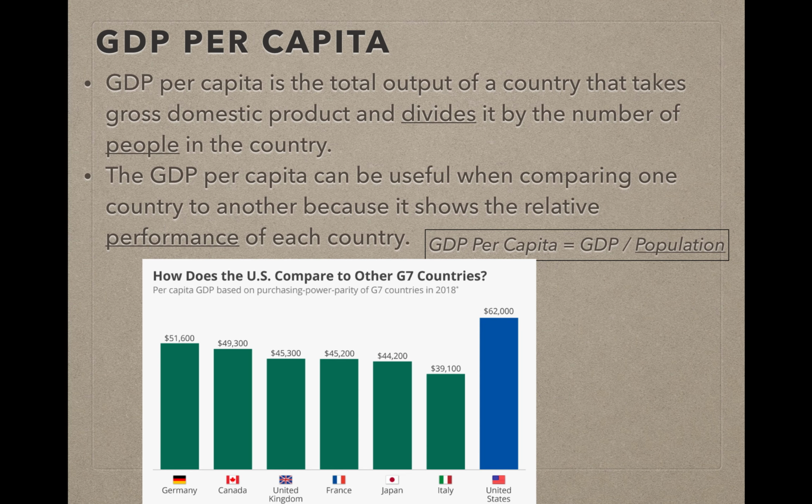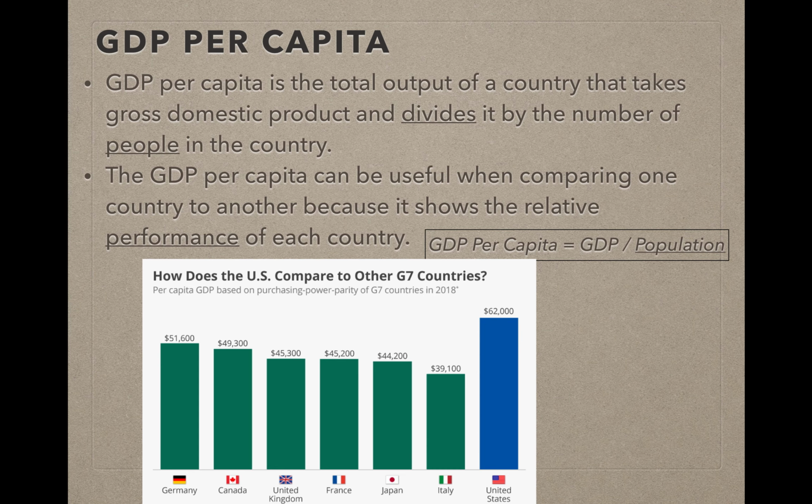If you look at the graph down there, you can see that the GDP per capita in the United States is $62,000. So if we took our total GDP, divided it by every single citizen in the United States, every single person would have $62,000. And that is more helpful, I think, when you're comparing it to other countries, because you can see in comparison to countries like Germany, which has $51,600 per person, or France, which has $45,200 per person, you can see the strength of the United States economy when we look at GDP per capita.